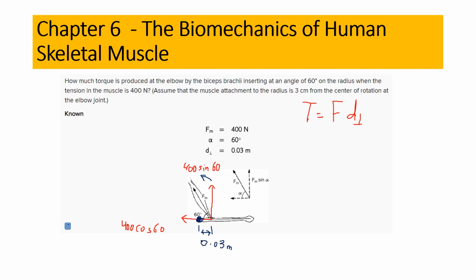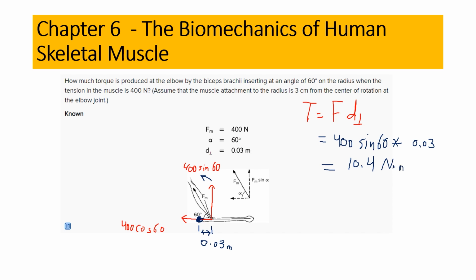Now, I have my force. The force is 400 sine 60, right? And you multiply it by the distance, which is 0.03. And that's how much torque is actually produced by the biceps around the joint, the elbow joint. How much is that? 10.4 Newton meters.